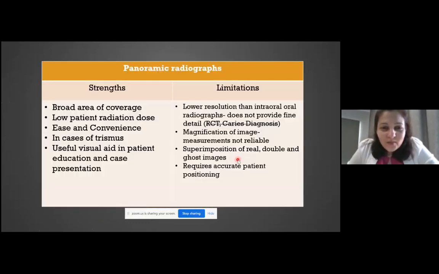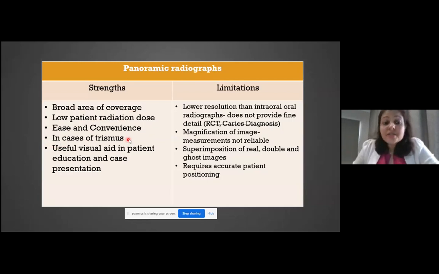Okay, so we've discussed and seen a lot of panoramic radiographs. So let's just look at the strengths and limitations. The strength would definitely be a broad area of coverage. You can see all the teeth and the jaws very clearly. Relatively low patient radiation dose, ease and convenience, very easily available, accepted by the patient, convenient to take, and just 20 seconds and you have the image ready.